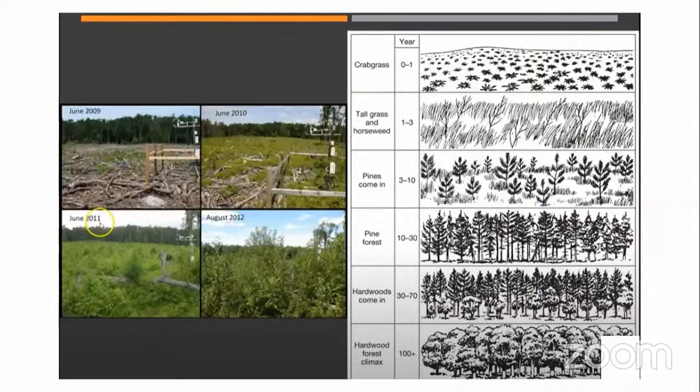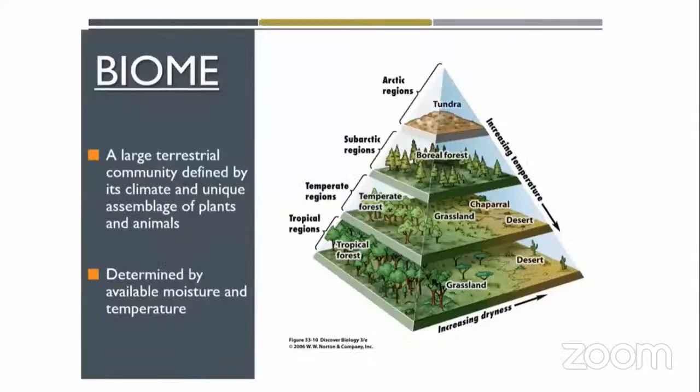So here again is another one. This also represents the seed ball, and then biome. So a biome is a large terrestrial community defined by its climate and unique assemblage of plants and animals, determined by available moisture and temperature. So here is a representation of biomes.